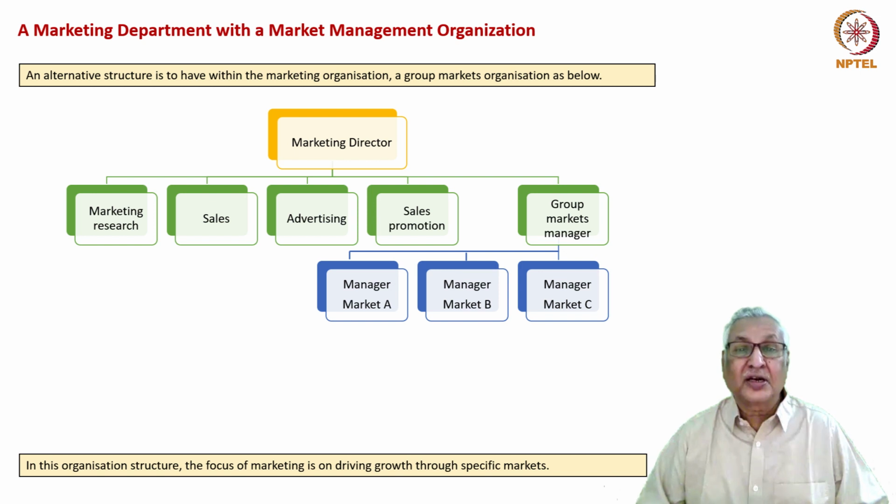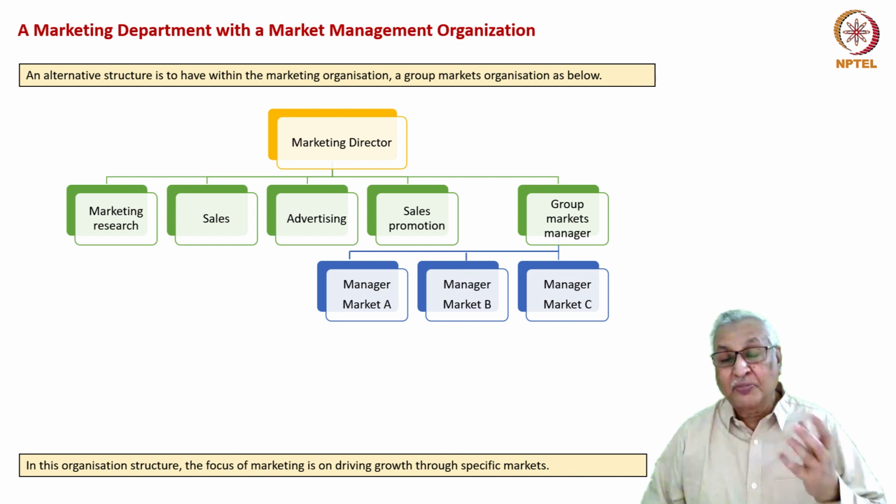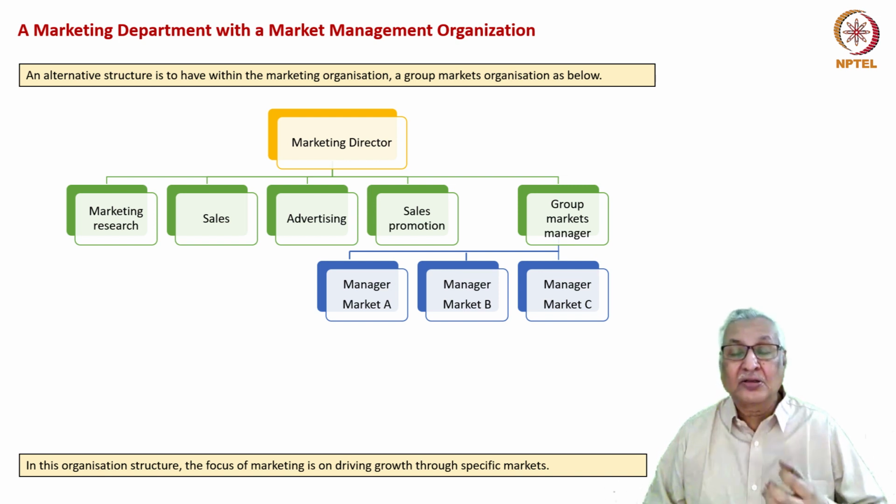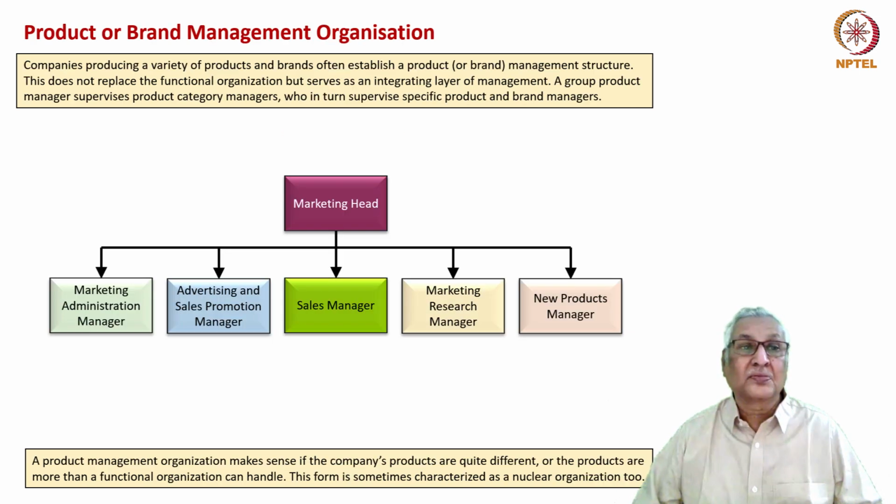We can also consider another methodology wherein the marketing director would continue to have the sub functions reporting to him, but there would be a group markets manager who would look at different markets through separate marketing managers. In this organization structure, the focus of marketing is on driving growth through specific markets. Depending on the importance of products or the importance of markets, we can create a product management structure which is oriented towards products or towards markets.